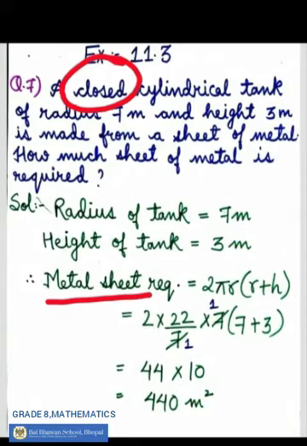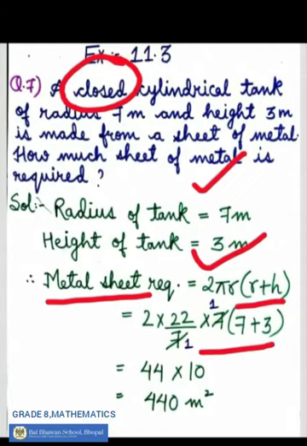So I have first of all written the given values, given dimensions. Here radius of tank is 7 meters, height is 3 meters. I have written the formula. Now I have substituted the values and I carried out its calculation, and I have got 440 meter square as the total surface area of this given tank. It means that 440 meter square of metal sheet will be required to cover it or to make it.